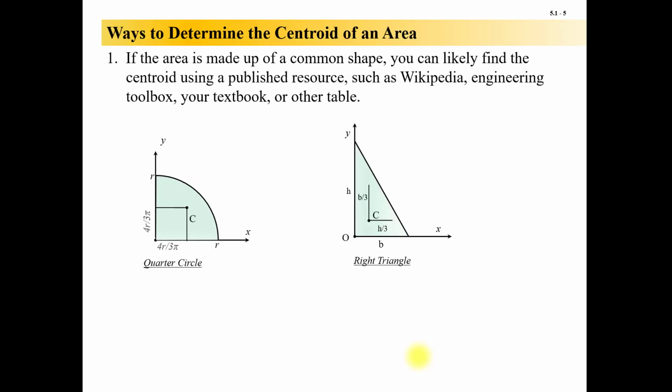If the area is made up of a common shape, this is one of the ways to determine the centroid of an area. We're going to learn several different ways. The first is if it's made up of a common shape, a quarter circle, a circle, a half circle, a triangle, a rectangle, you can find the centroid as they give you the formula. So here, 4r over 3 pi, where r is the radius of the circle made by this quarter circle. And it's the same in the x and the y because it's a circle and it's not an ellipse. But anyway, the centroid is there. You can just pull that straight out of a table.